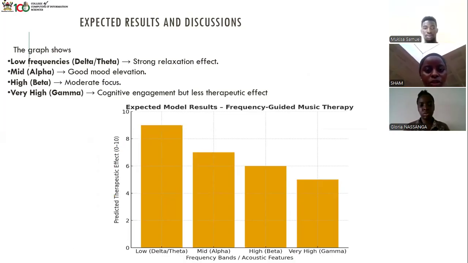Then this graph shows the expected results and discussions. So like I've shown in the previous slides, we got the output, then we compared them. This graph compares them to what was expected. So low frequencies show strong relaxation, then the mid alpha shows good mood elevation, high beta shows moderate focus, then the very high gamma shows cognitive engagement but less therapeutic effect. The next one.